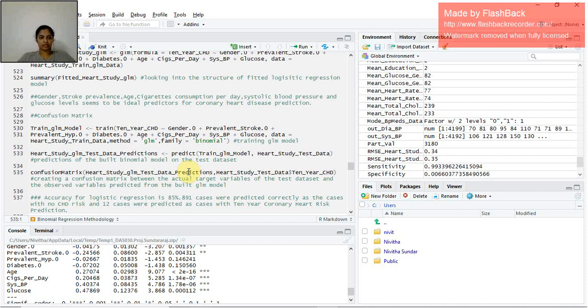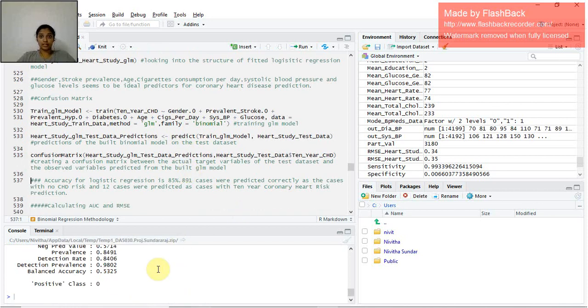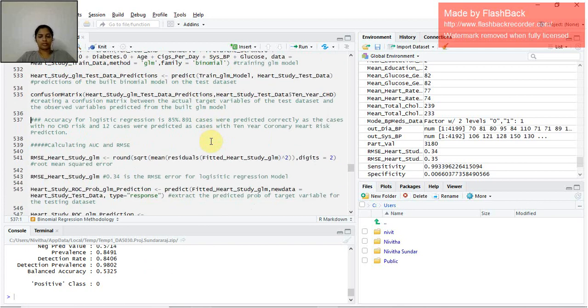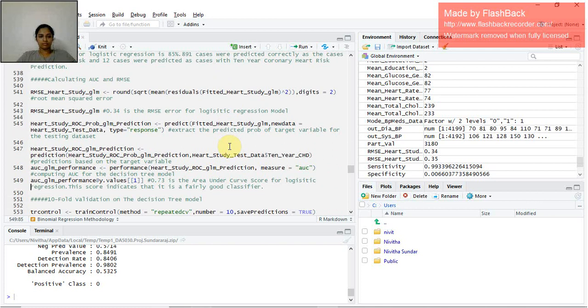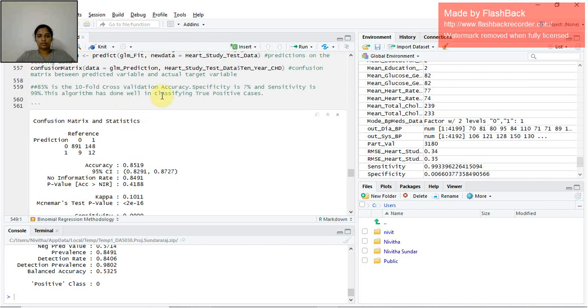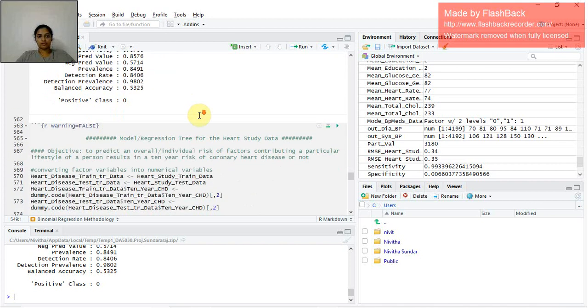Predictions were made on the testing data set and a confusion matrix was created. Surprisingly, overall the accuracy was around 85 to 84 percent, and the sensitivity was really high, indicating that all the algorithms worked really well. And the root mean squared error was considerably low. The AUC was actually 73%, indicating that this could be a really good classifier, probably after the KNN algorithm. The k-fold validation accuracy was 85 percent.